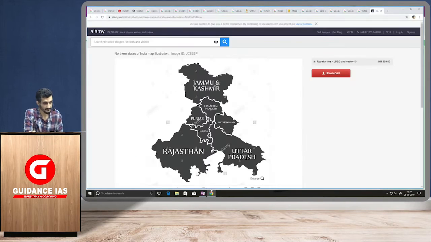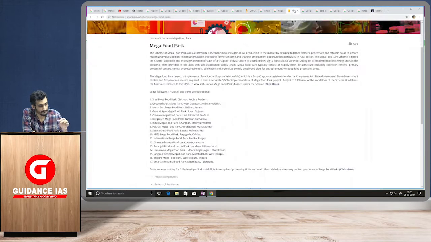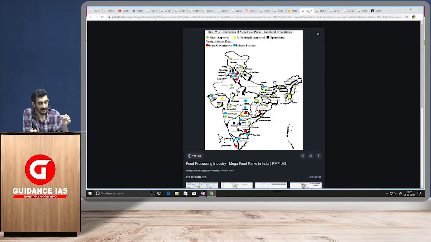If we look at this ministry website, there are various food parks which have been developed. One is in Punjab. If you look at point number 11, International Mega Food Park, Fazilka, Punjab. Then at 12th, it is Green Tech Mega Food Park, Ajmer, Rajasthan. Then it is Patanjali Food and Herbal Park, Haridwar, Uttarakhand. Then again in Uttarakhand. So likewise, there are many food parks which have been developed. Why have they been developed? They have been developed specifically because they have very good linkages with the raw material region.